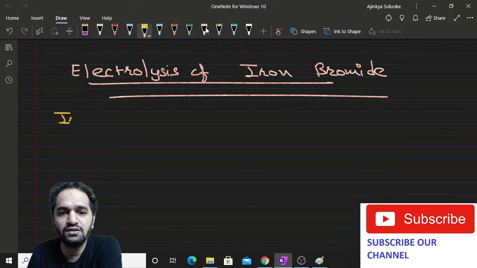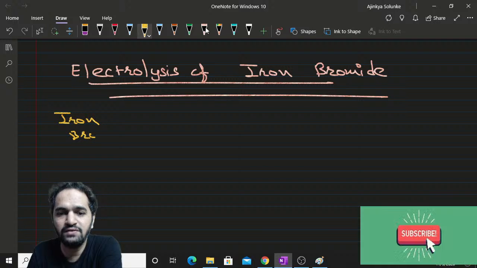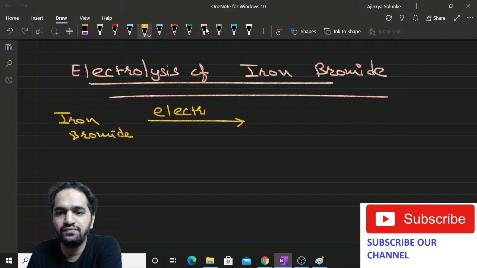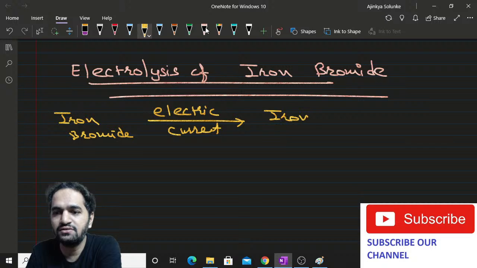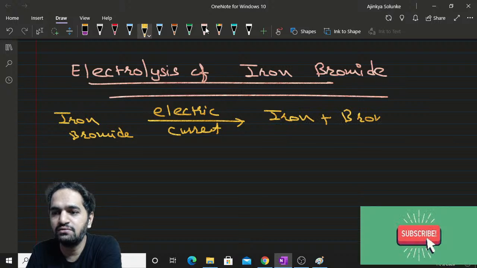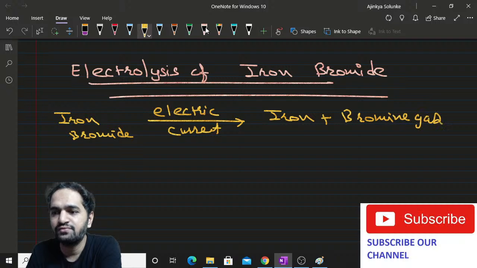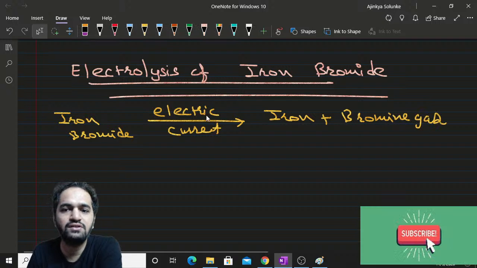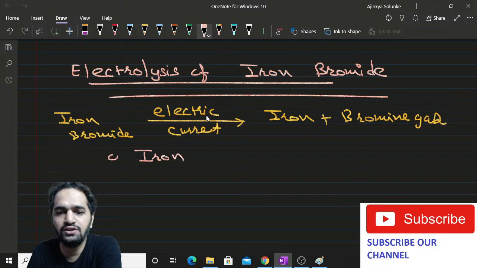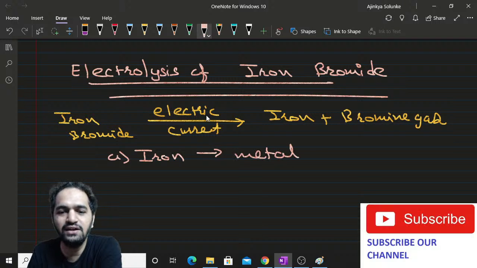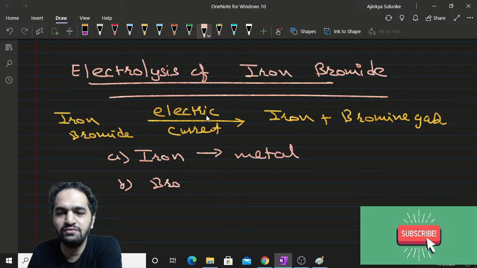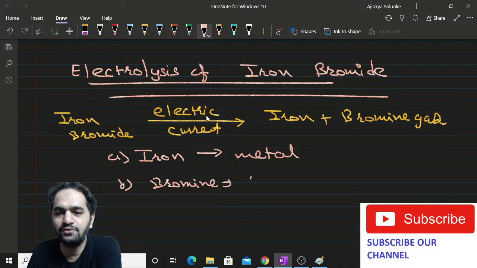Now when iron bromide is supplied with electricity, it is going to divide into iron plus bromine gas. Now according to your information, what is iron? Is iron a metal or a non-metal? Of course it's a metal. It is a widely used metal. And what about bromine? Bromine is a non-metal.